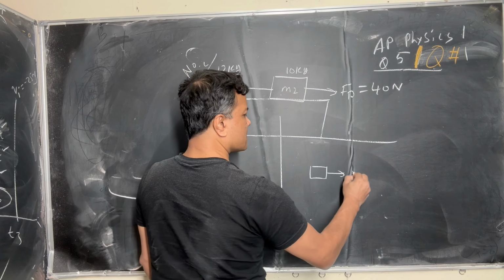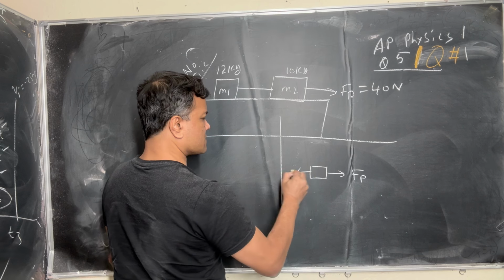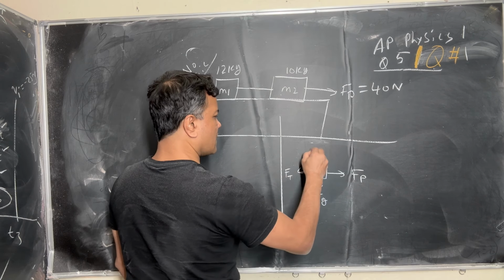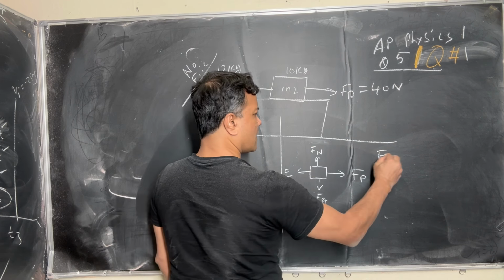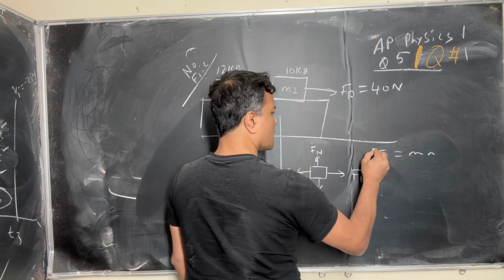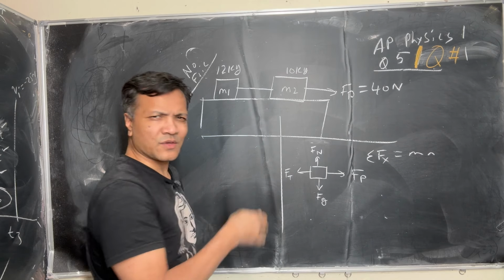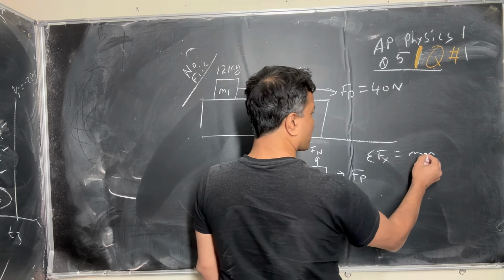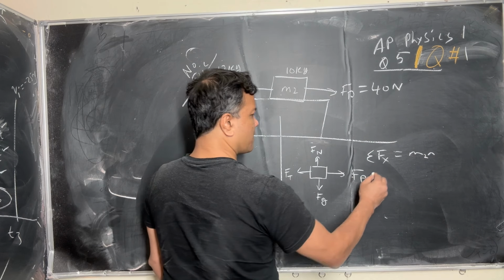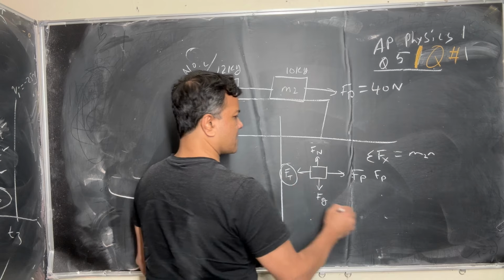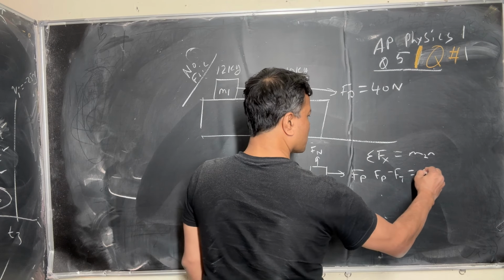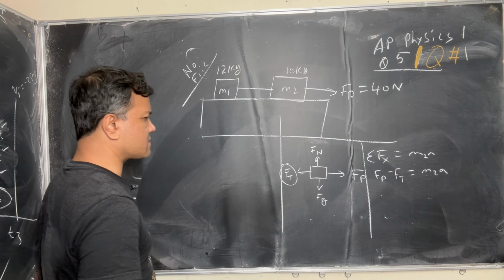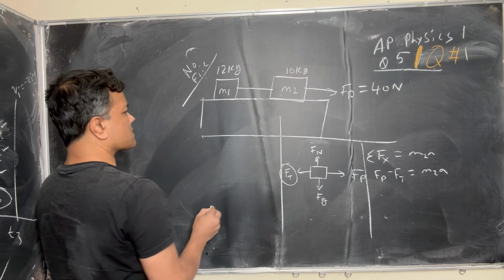So this is Fp, this is Ft, this is Fg, this is Fn. So F is equal to ma, of course, at the x direction. Nothing going on at the y direction. Nobody is accelerating at the y direction. This is m2. So Fp minus Ft is equal to m2a. Okay, so that's it. That's good enough.